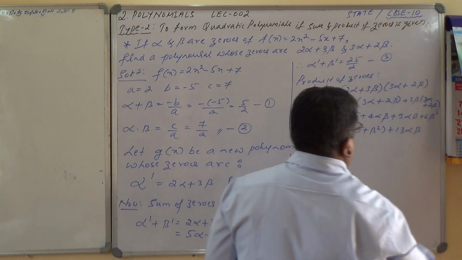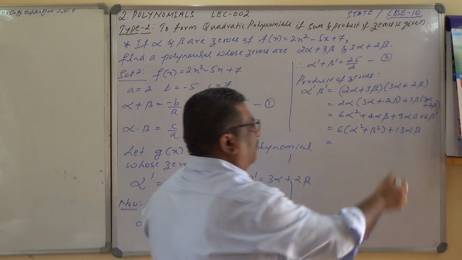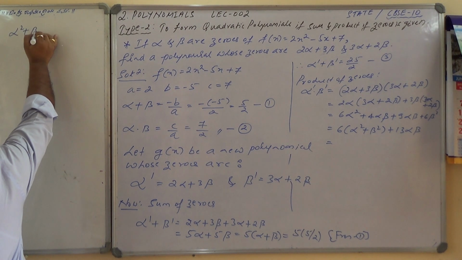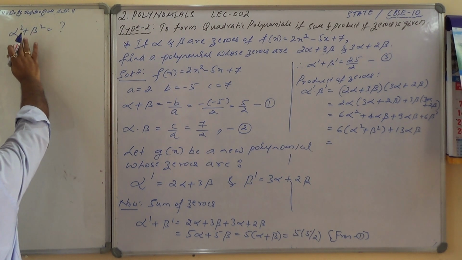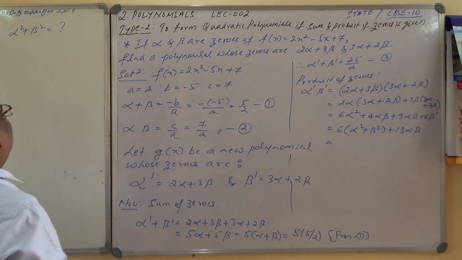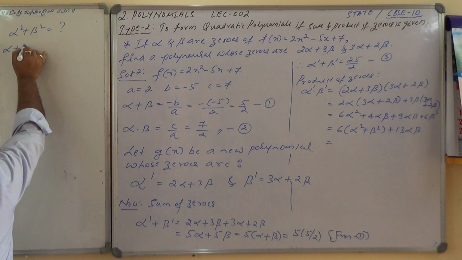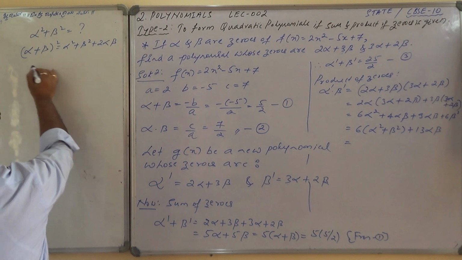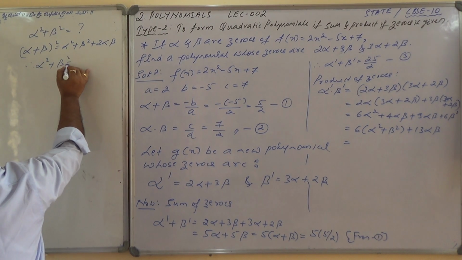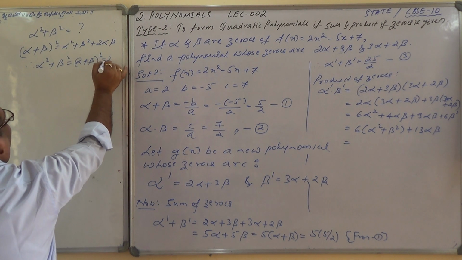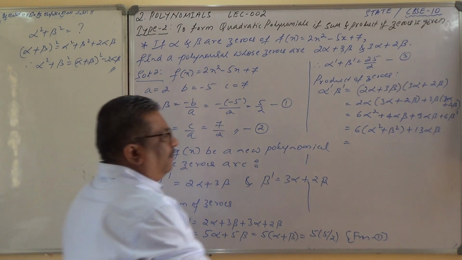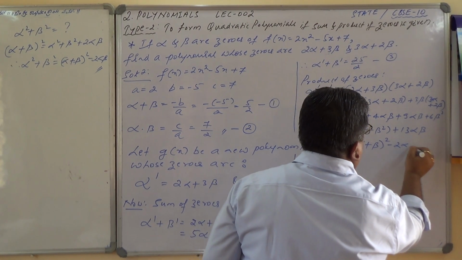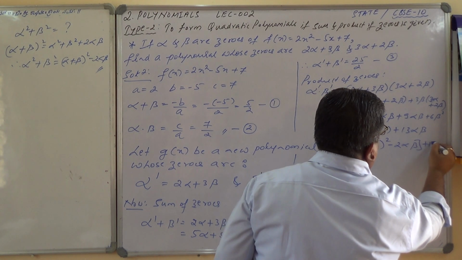Which equals 6 times (alpha square plus beta square) plus 13 alpha into beta. How do you find alpha square plus beta square? You express it in terms of alpha into beta. How is it possible? Alpha plus beta, the whole square, equals alpha square plus beta square plus 2 alpha beta. Therefore alpha square plus beta square equals (alpha plus beta) the whole square minus 2 alpha beta. So therefore 6 times (alpha plus beta) the whole square minus 2 alpha beta, plus 13 times alpha into beta.